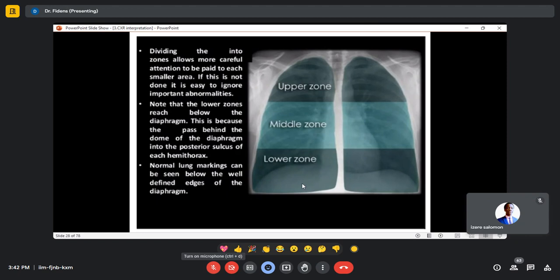Every structure you see in these zones, you have to check and compare. The diaphragm, is it the same as there? Is it very well outlined? The heart margin, is it okay? Costophrenic angle, is it okay? You compare each in detail.